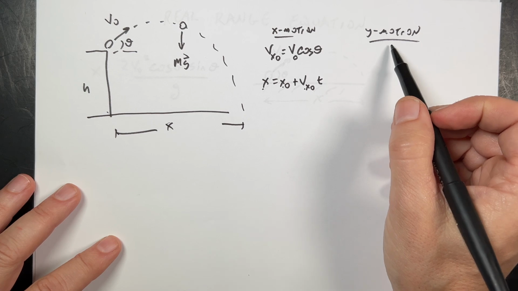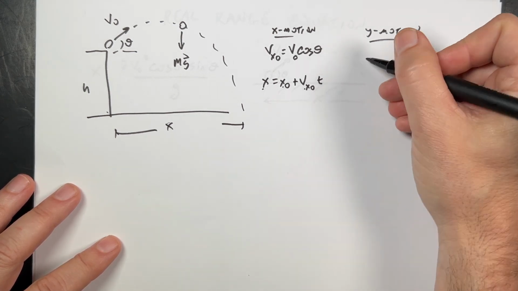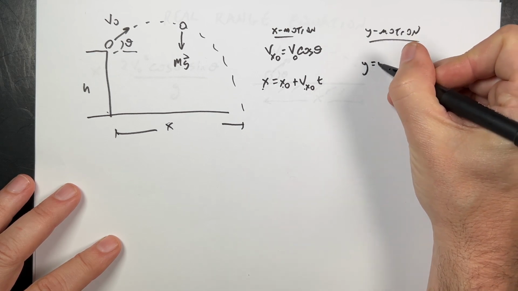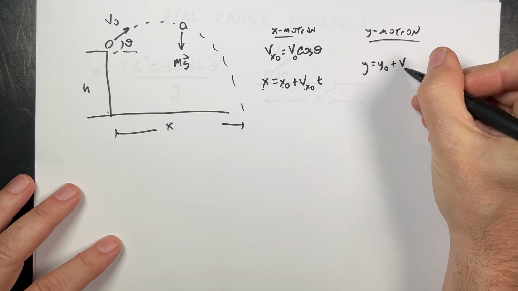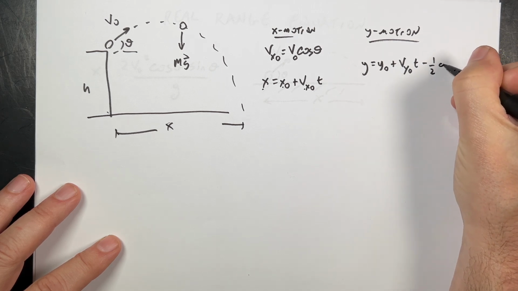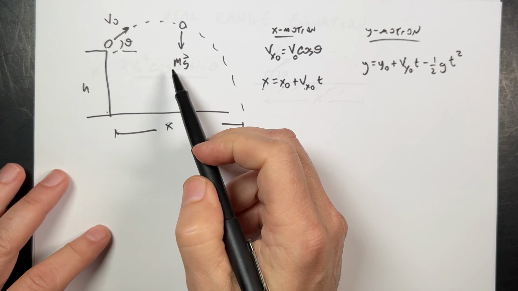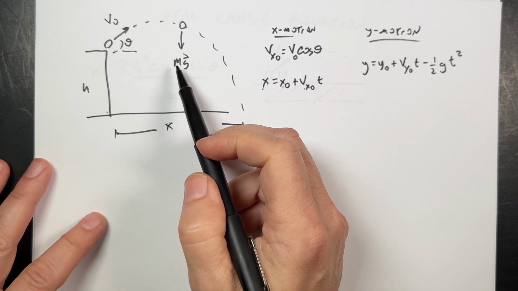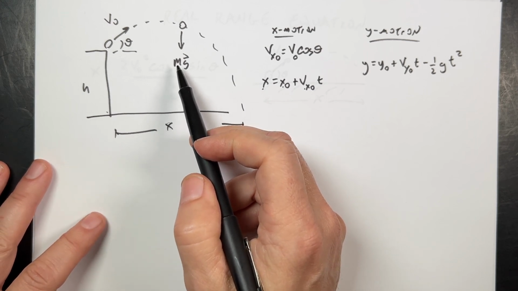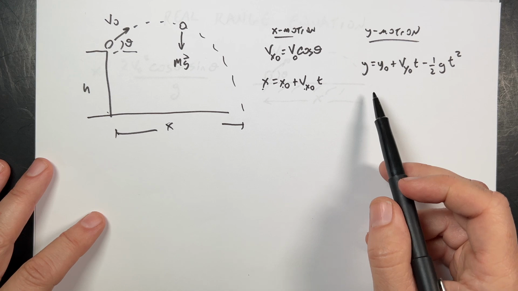So now let's go over to the y equation. In the y equation, I do have an acceleration. So I have y is initial y plus the initial y velocity times t minus 1/2 g t squared. Since it has a gravitational force of mg, the acceleration is going to be g in the negative y direction. So that's why it's negative g. And it's just a kinematic equation.